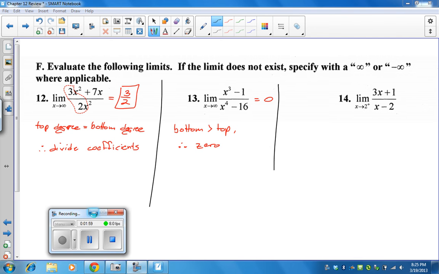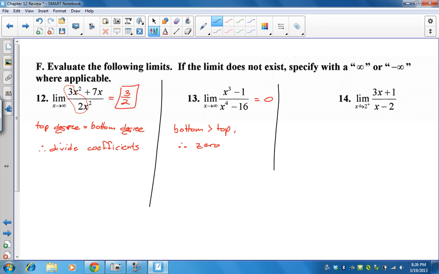Number 14 is a little bit different. This time we are not approaching infinity. This is approaching 2 from the right. So do not look at the degree on top and bottom. We're not going to be able to use that here. On 14, since I am approaching a number, I will start by simply plugging in that number. 3 times 2 is 6, plus 1 is 7, 2 minus 2 is 0.